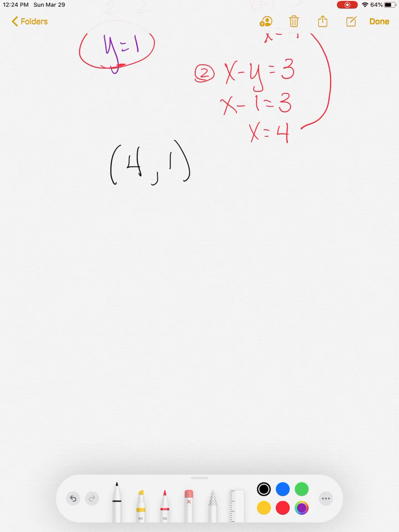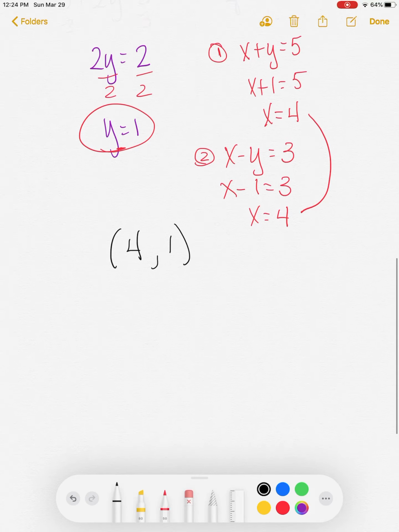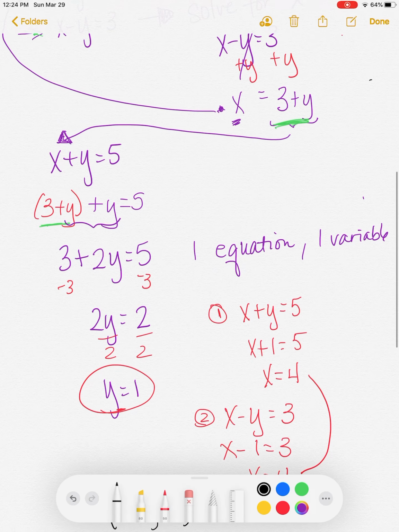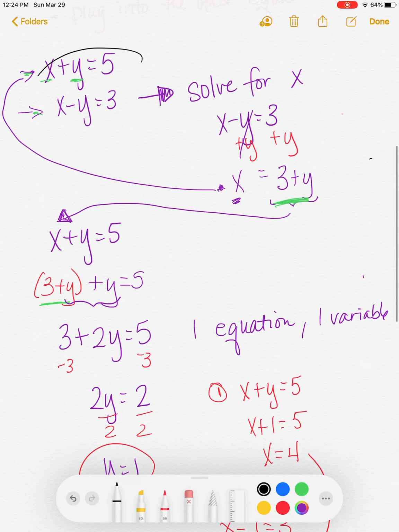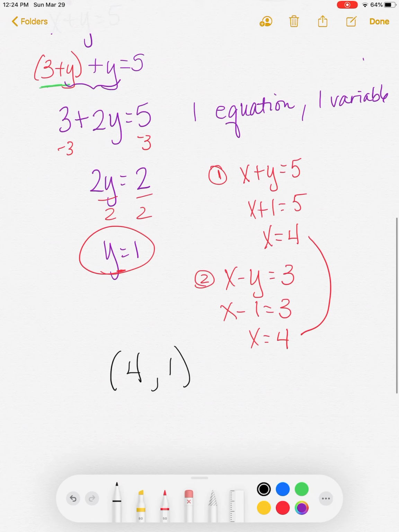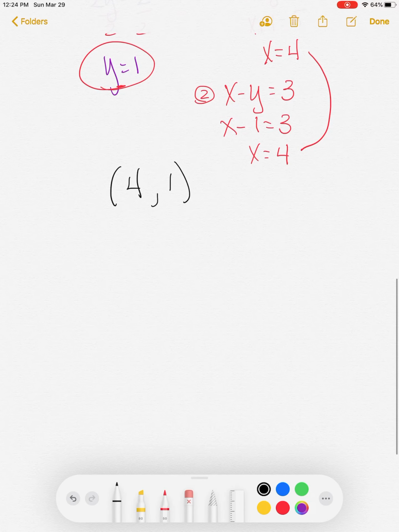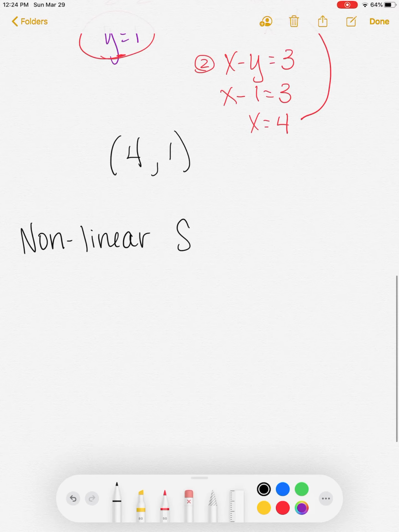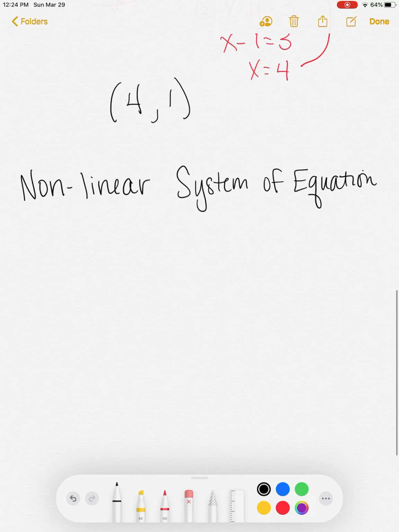All right, let's look at another example. So this was a linear system because these both create lines when graphed. Both of these equations are linear. So let's look at a nonlinear system of equations. Basically this means that one of my equations, one or both, it doesn't matter, is not going to be linear. It's not going to form a line.